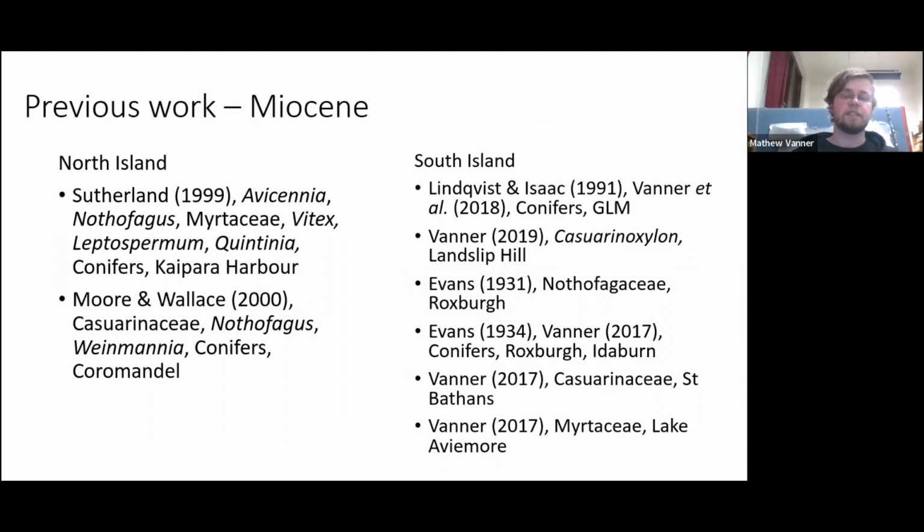The Miocene is really where our amount of knowledge of the fossilized wood flora of New Zealand really kind of starts to get a lot. You have in the North Island, Sutherland did a study on Kaipara Harbour and found a wide range of Angiosperms genera, including Avicennia, Nidophagus, Myrtaceae, Vitex, etc., as well as conifers, while Moore and Wallace looked at the Coromandel material and found Casuarinoxylon, Nidophagus, Weinmannia, amongst others.